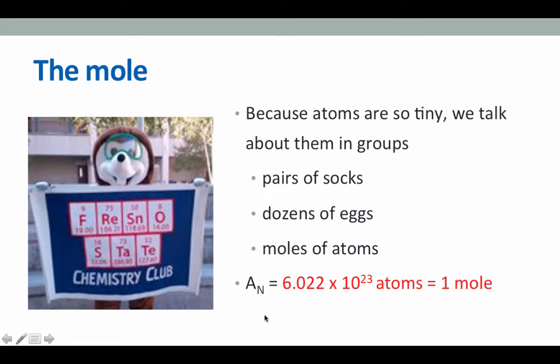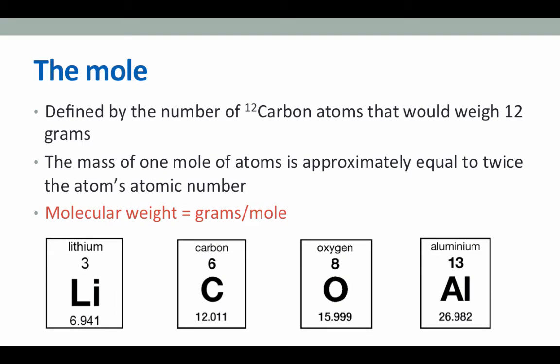Avogadro was an early scientist who studied mathematics as well as chemistry, and he defined the number of carbon atoms that it would take to build up a mass of 12 grams as being a mole of carbon atoms. This may seem arbitrary to you at the moment, but once we get to chapter 7 and we're talking about the structure of an atom being composed of protons, neutrons, and electrons, it will begin to make sense.